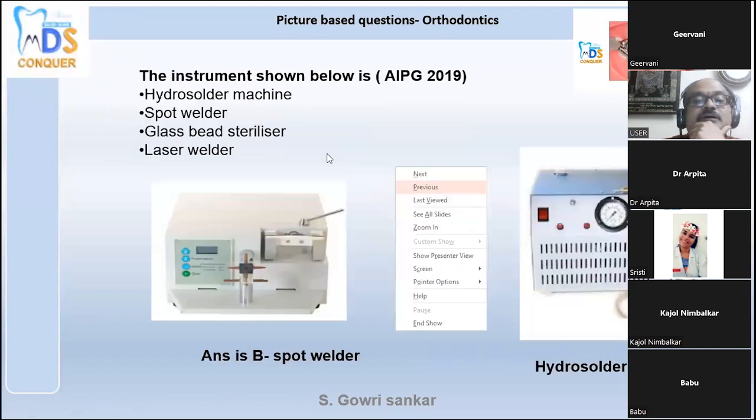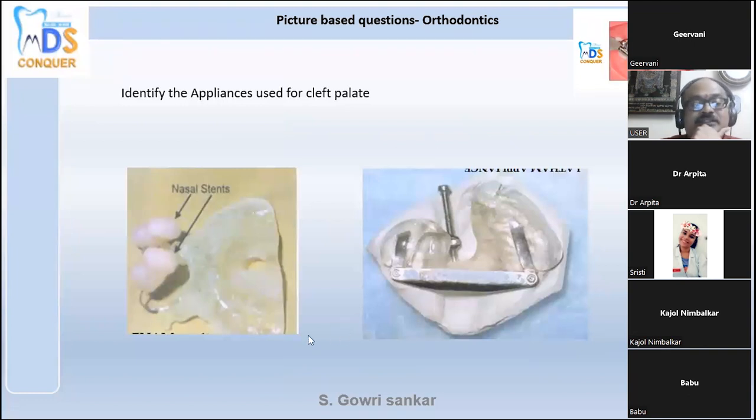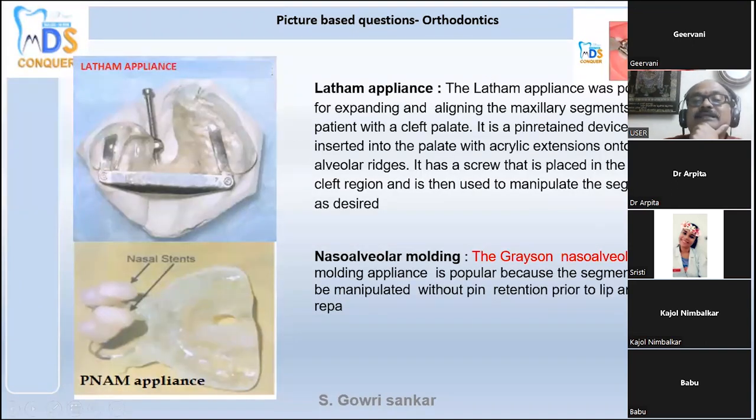Somebody is asking about these two appliances, which are used for nasal molding or pre-surgical orthopedics in cleft lip and palate patients. One is with a screw, one is with nasal stents. The Latham appliance is popular for expanding and aligning the maxillary segments. It is a pin-retained device. It is difficult to adjust for the patient, but we can manipulate the maxillary segments easily. But if the case is in the mid of the arch, there is nasoalveolar molding, called Grayson nasoalveolar molding. It has nasal stents. It has no screw. It is retained with the help of tapes.